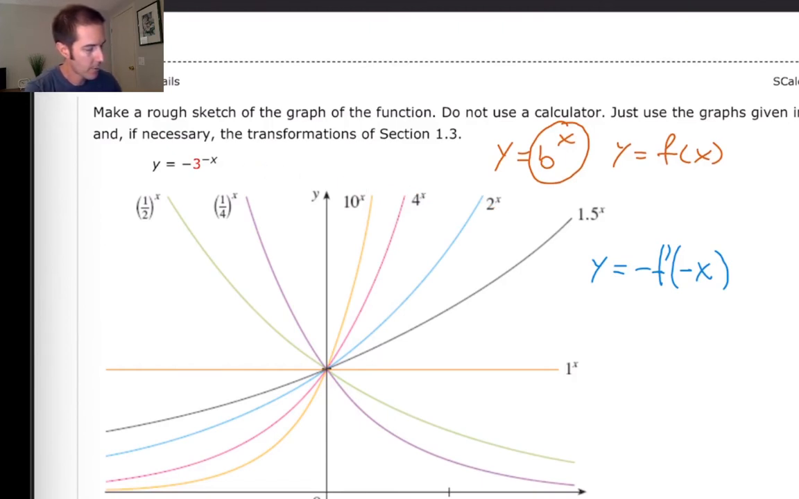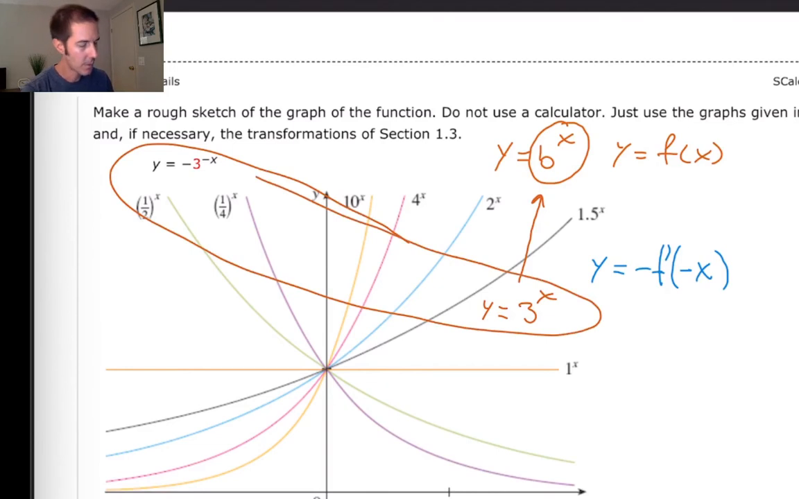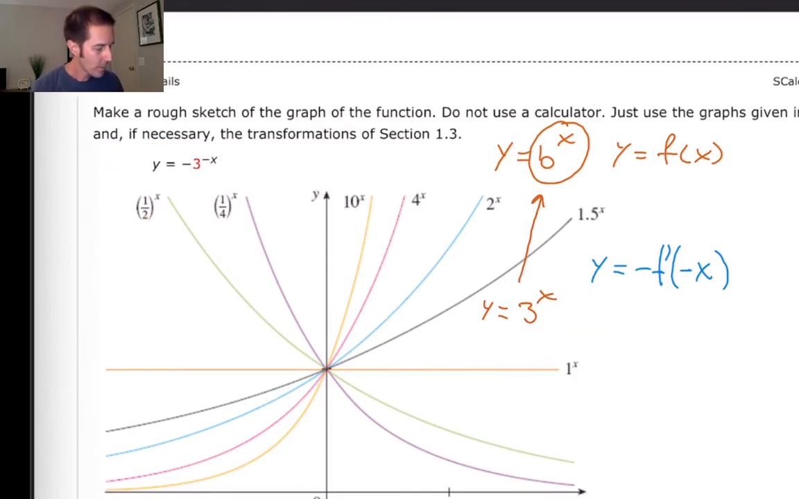The parent function is really y equals b to the x, which in our case is y equals 3 to the x. So now you can really see that there's this additional negative to the left of the function, making it a negative 3, and there's a modification inside the function impacting the exponent, changing the exponent from an x to a negative x. So what does this parent function actually look like?